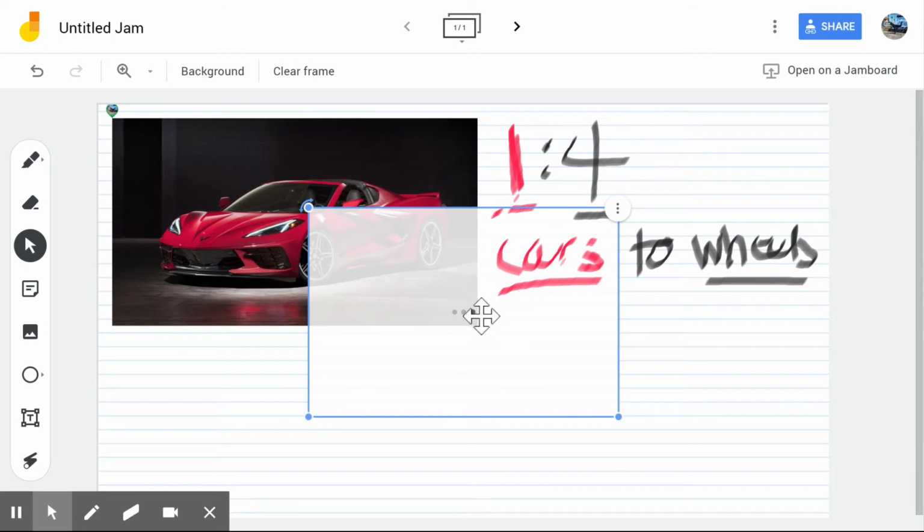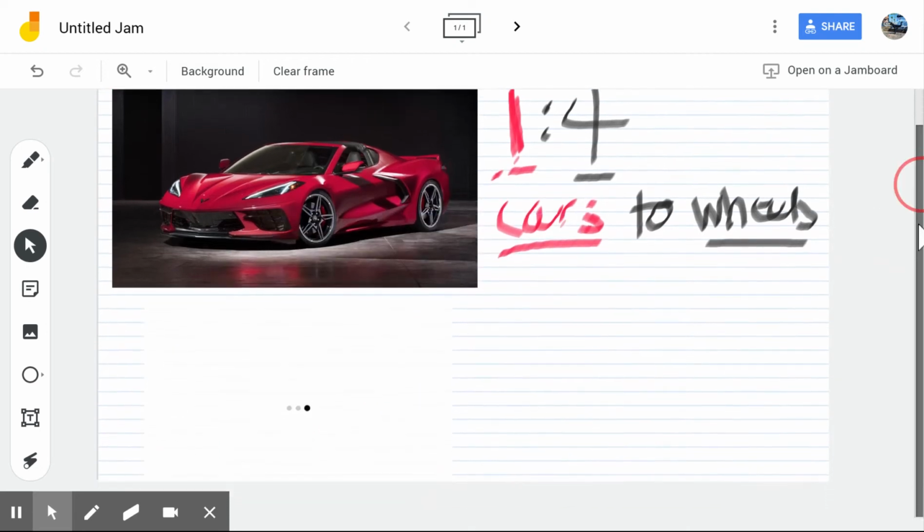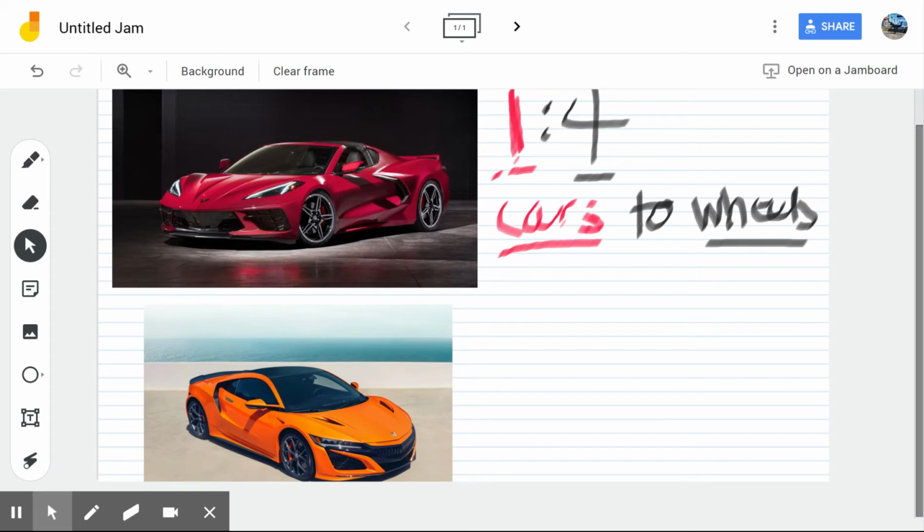As you see in my second image loading right now. Let's say we have two cars. Well, we know that every time we have one car, it has four wheels. So I can make an equivalent ratio that will fit this situation. So now that we have two cars, actually, let me undo that. I'll do it in red.